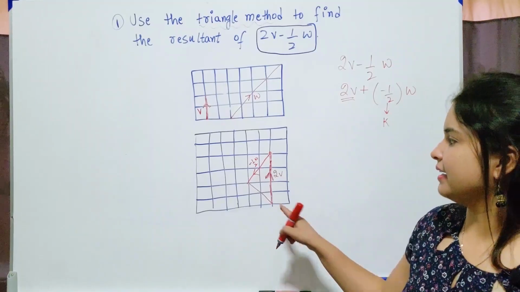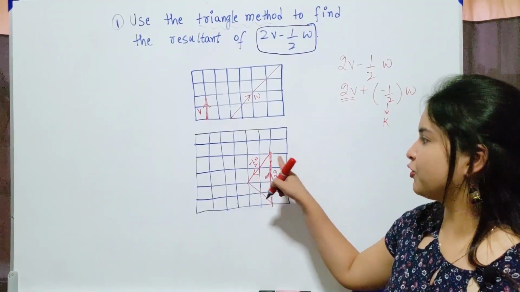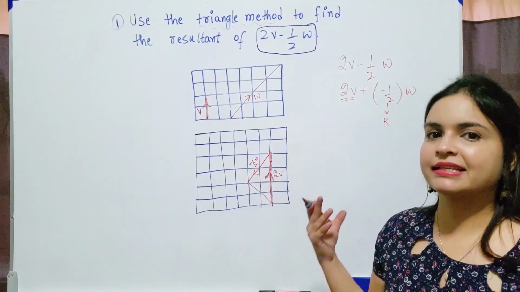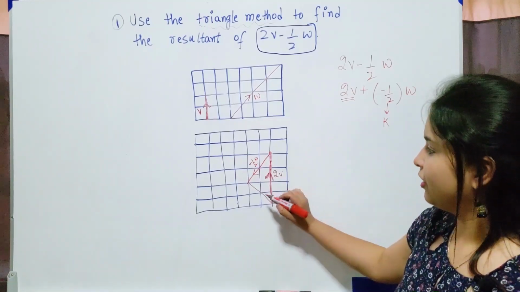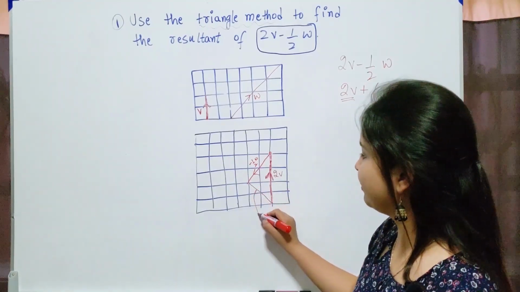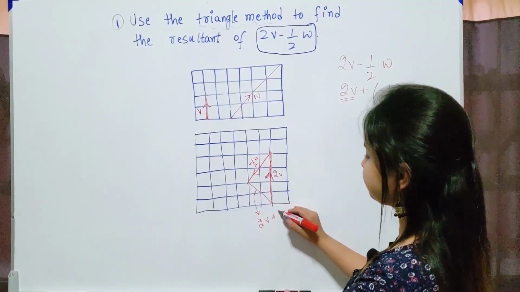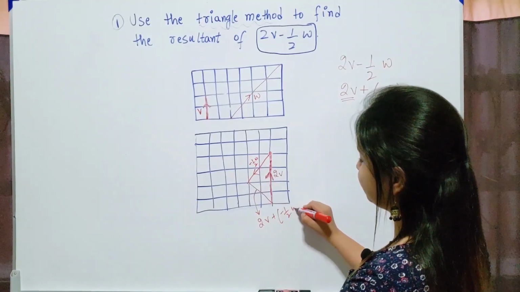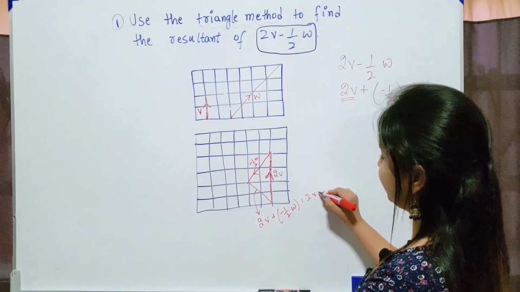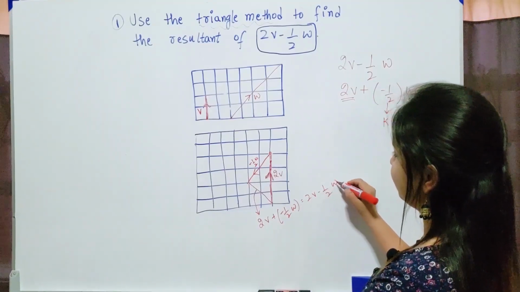This is the third side. Now, the third side of the triangle will give the resultant vector. Okay, that means the third side will give me 2v plus half of w, which is 2v minus half of w.